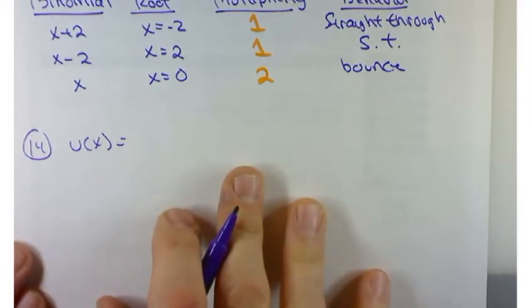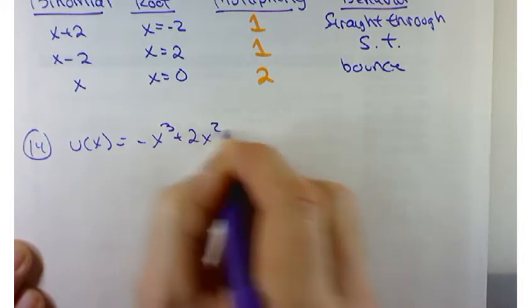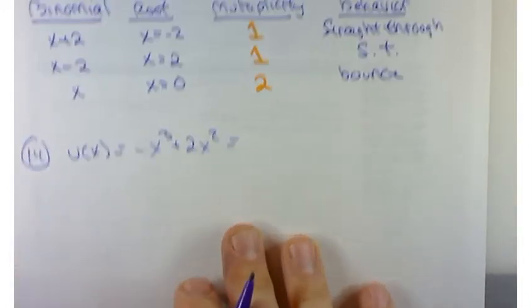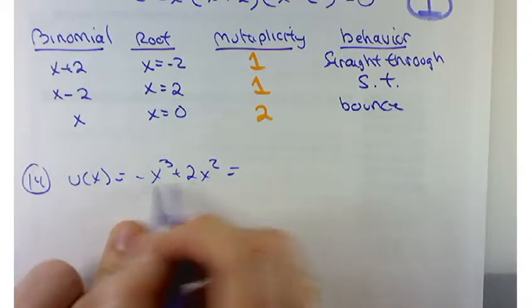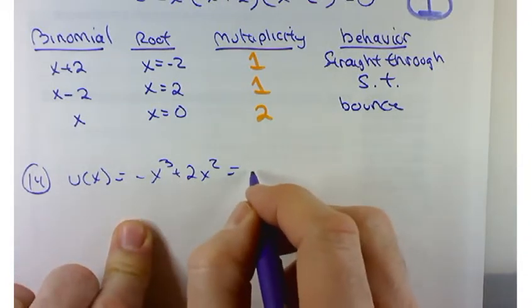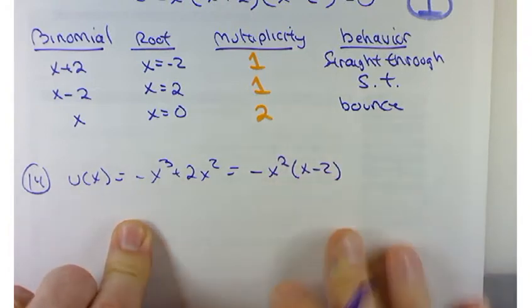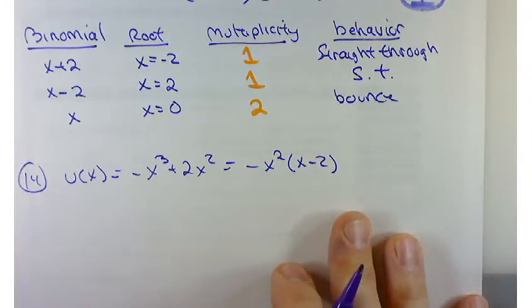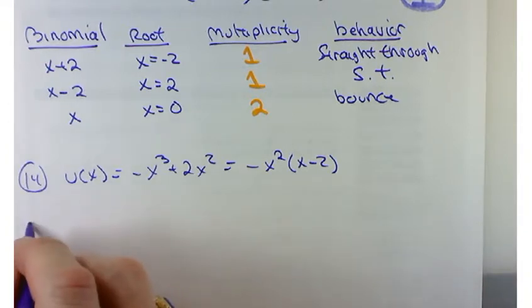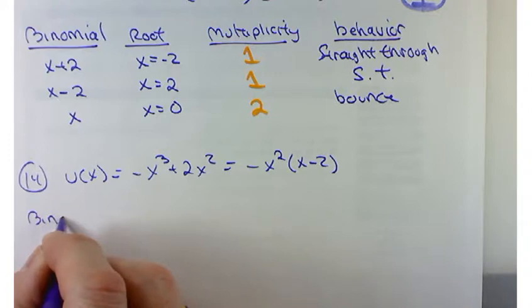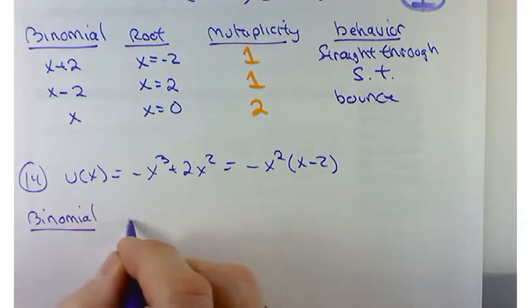U of x equals -x cubed plus 2x squared. Well, it's nice that we have it written like this, but I'm going to take the effort to factor out the -x squared. And that leaves me with something like this. We're going to do the same thing that we did with the last one. You can probably expect to use a chart like this on your exam.